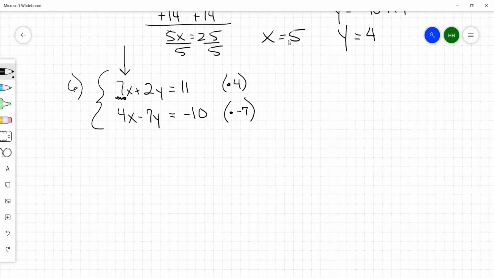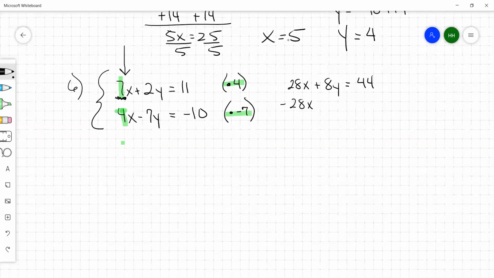You see it? If you're going to eliminate the x's, you use this number to multiply the top, and you use this number to multiply the bottom. That will give you the same coefficient in front of the x's, but just change one of the signs so that you've got a positive and a negative. Now 7x times 4 is 28x. 2y times 4 is positive 8y. And 11 times 4 is 44. Your 4x times negative 7 is negative 28x. Your negative 7y times negative 7 is positive 49y. Negative 10 times negative 7 is positive 70.